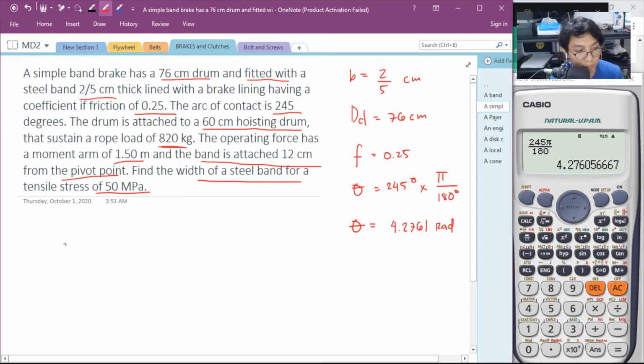So, pag binigay yung stress, tensile, that is equal to force over area. Ngayon, ano ba yung force na in-apply dyan? That is the force applied. I think that is F1. Yung i-apply mong force dito. That is the tight side force. Ngayon yung area of contact. Ano ba yung area of contact dyan? Yung area of contact mo dyan is yung contact dun sa iyong brake drum.